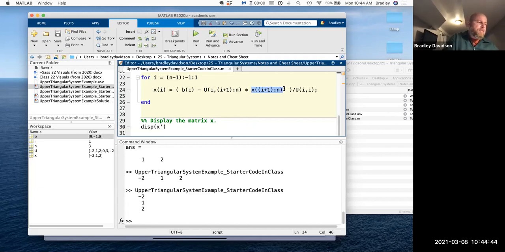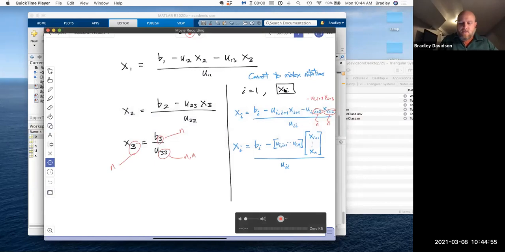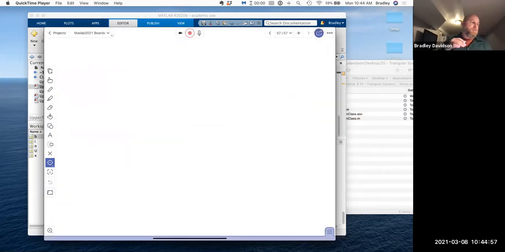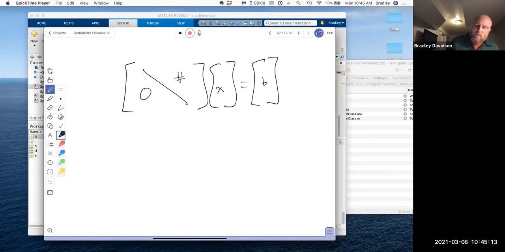Okay, so one last thing I want to talk about is that now that we've debugged this and put this in a generic form, this algorithm is called backward substitution. And this backward substitution is incredibly important because it tells us that if we can come up with a system that looks like this, no matter how big the system is, we can solve the system using this simple algorithm.